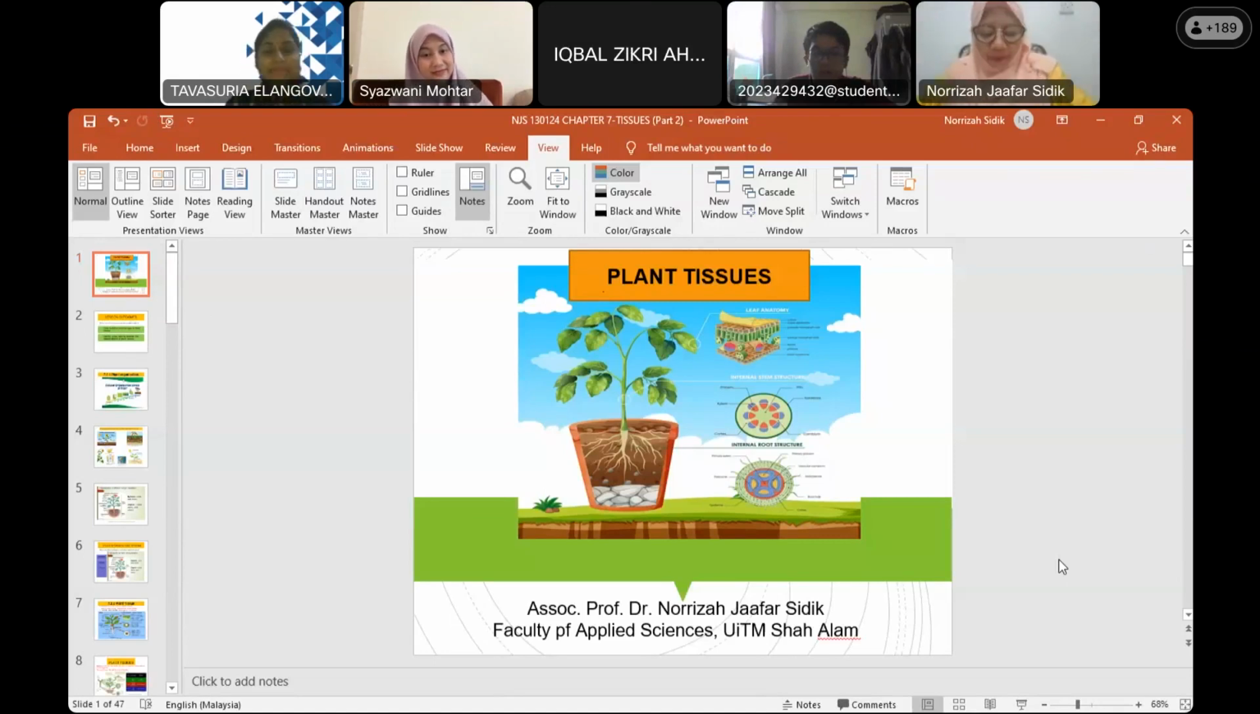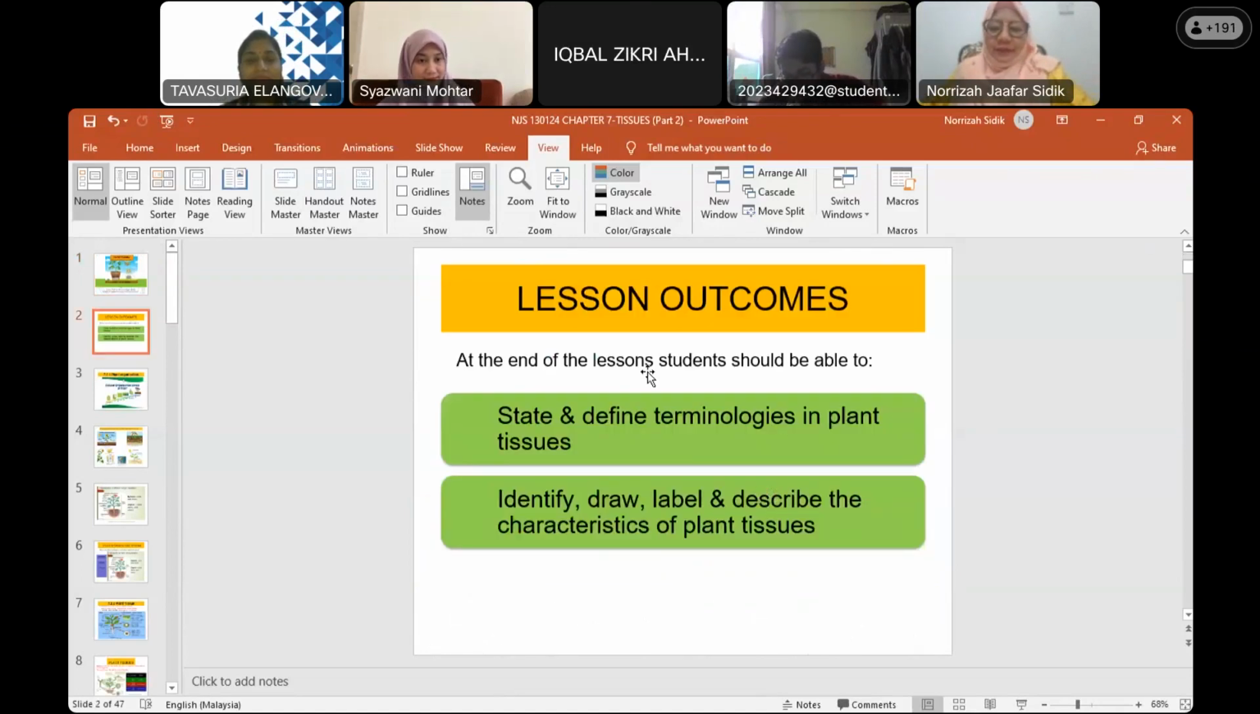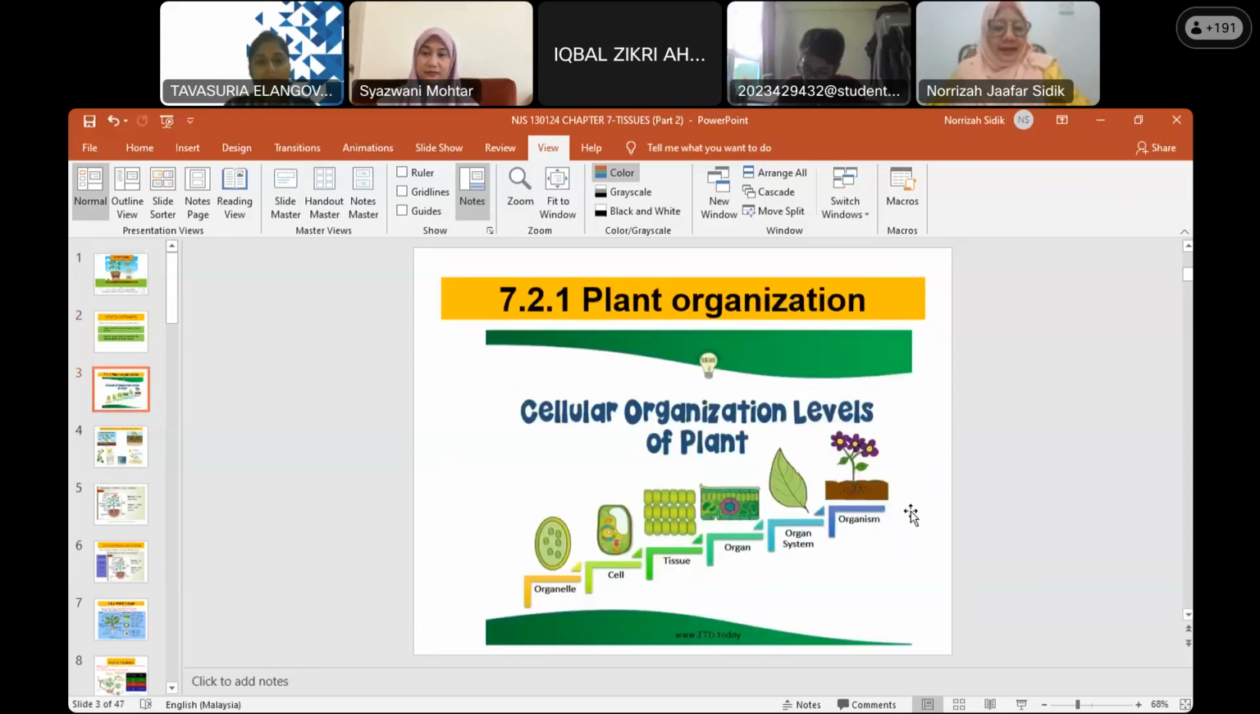Good. Okay, so today we have a lecture on the plant tissue topics. So let's start with the lesson outcomes first. By the end of the lesson, students should be able to state and define terminologies in plant tissues. And also the second one is identify, draw, label, and describe the characteristics of plant tissues. Okay, so let's get started with the plant organization.